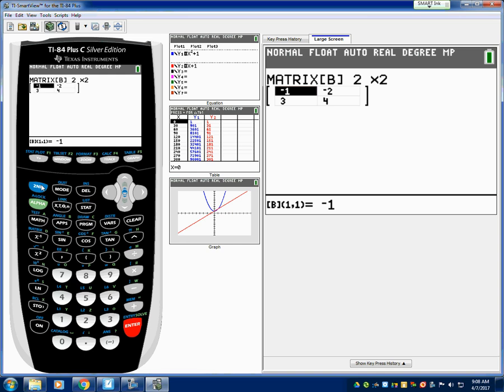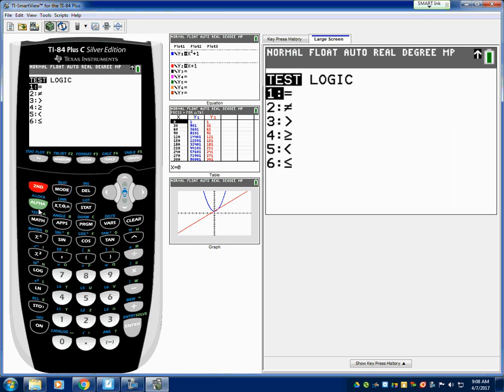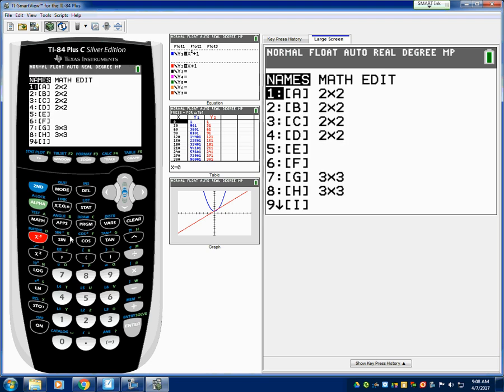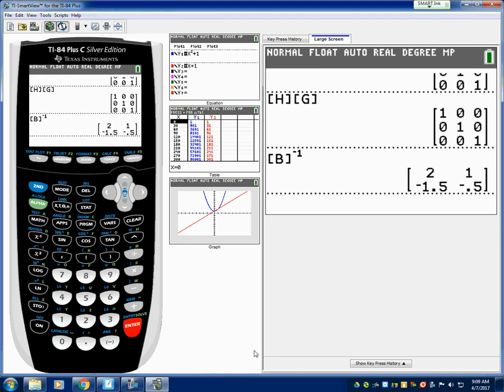And we're going to hit second mode to quit out of here. Then go to the matrix menu and select number 2. And all you do to find the inverse of this is hit the x to the negative 1 key. And that's what it looks like. So B inverse is 2, 1, negative 1.5, negative 0.5.